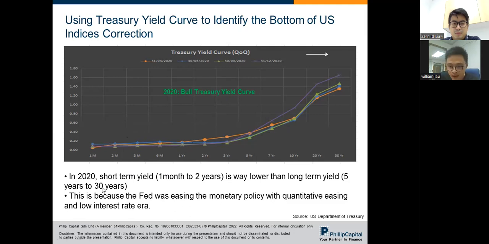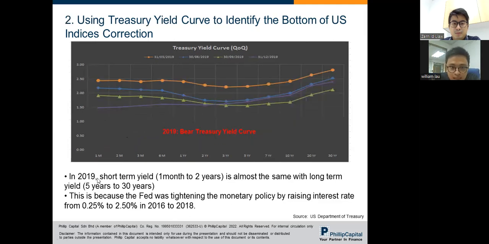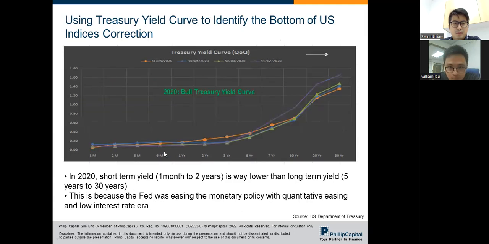So if you look at this one, right. In 2019, the short-term yield, short-term referring to 1 month to 2 years, is almost the same as the long-term, the 5 to 30 years. You look at it, there is not much gap. So if you look at 2020, right, the short-term yield, the 1 month to 2 years, is way lower than the long-term yield, which is the 5 years to 30 years. It's way lower. This is very healthy, very bullish for the US market.